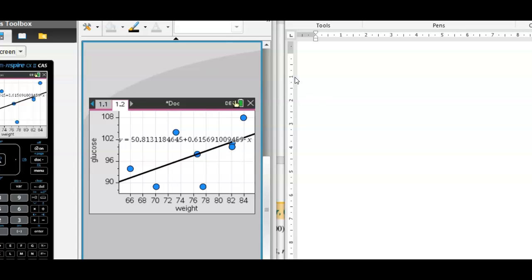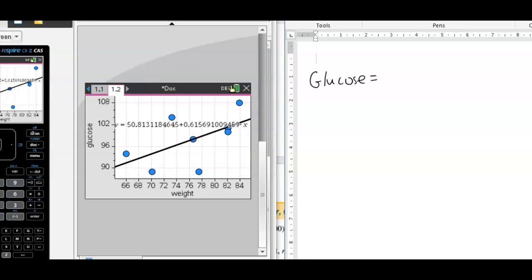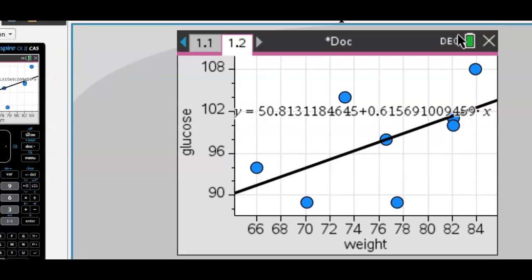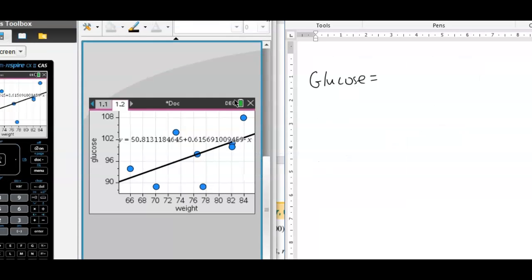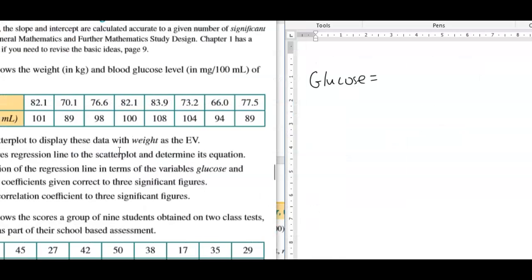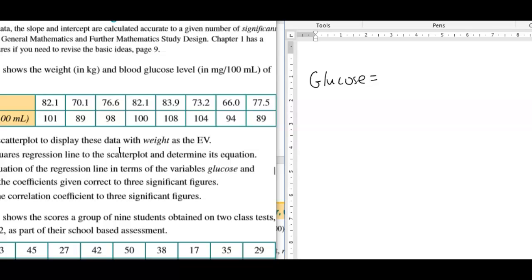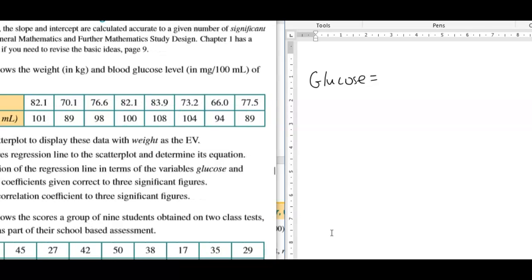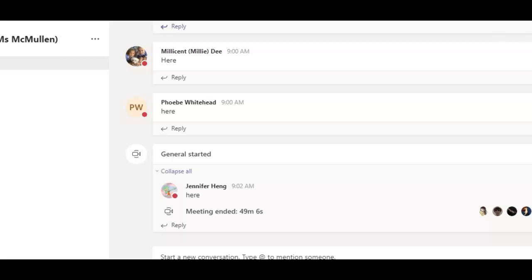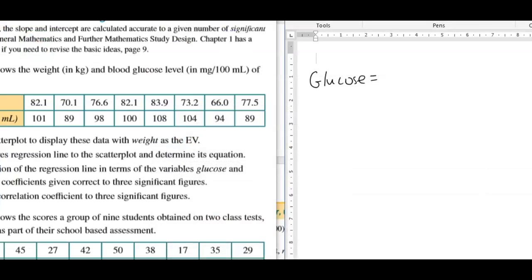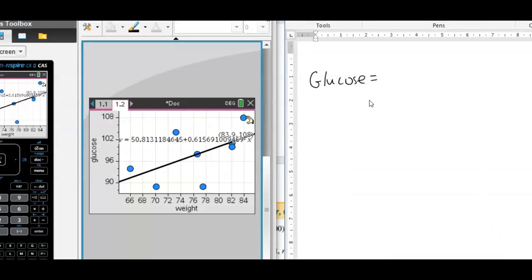So we tend to not use y and x. So y is your response variable, so in this case, glucose. And I've got to check how many decimal places we've got to put it to. Okay, so 3 significant figures.